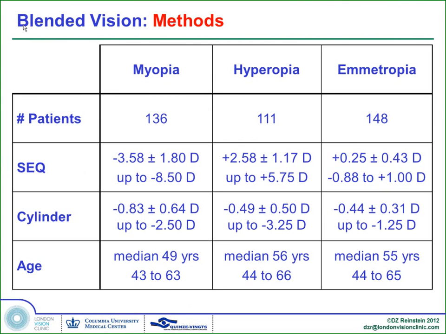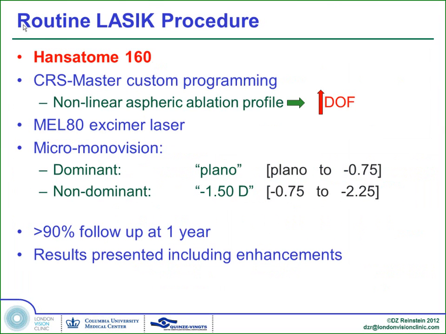These are the published outcomes: 136, 111, 148 patients in each of the groups. Myopia up to -8.50, hyperopia almost up to +6, and the emmetropes. These were all done with a microkeratome, so in fact the outcomes aren't as good as we can get now with a femtosecond laser. And remember, the principle being that the dominant eye is set to plano, but it sees plano to -0.75 depth of field, and the non-dominant eye is set to -1.50, but it sees at distance as if it's -0.75, and at near as if it's -2.25, because of that 1.5 diopter depth of field.